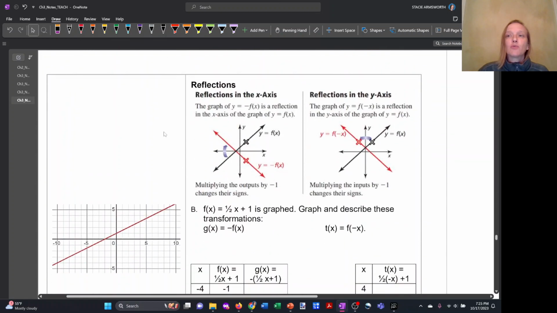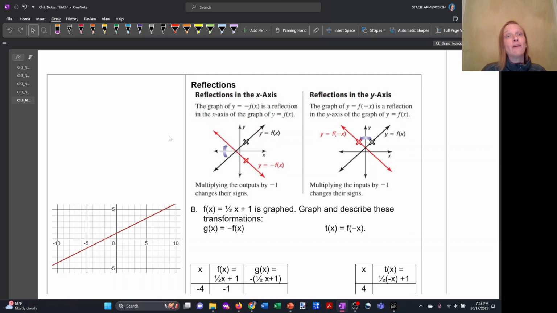Let's look at reflections now. Again, with reflections, you can have a change to the function after you have evaluated the original function, or you can have a change that occurs to x before you evaluate the function. So let's look at examples of these.